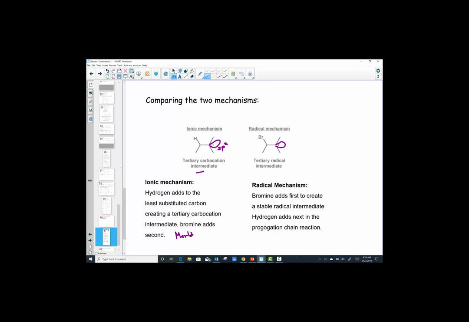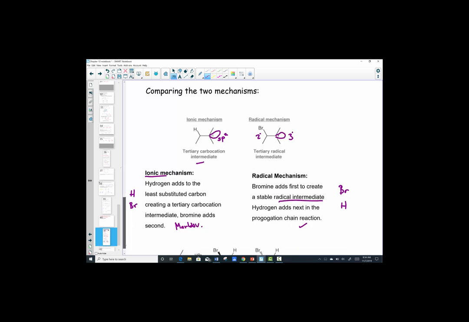giving us a Markovnikov addition. But in a radical mechanism, the bromine adds first to create a stable radical, which means the radical gets the tertiary position, and the bromine adds on at the primary position, and then the propagation would add hydrogen next. The ionic mechanism says we add hydrogen first, bromine second. The radical mechanism adds the bromine first and the hydrogen last, and thus the difference in location of where those two atoms will end.